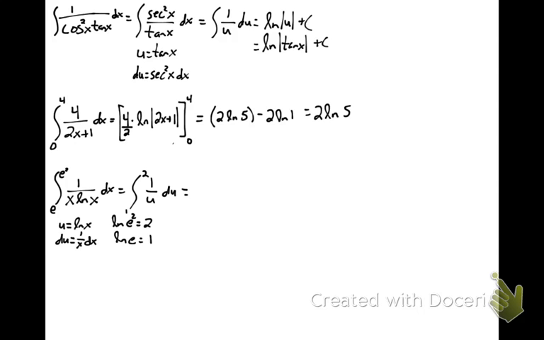The integral of 1 over u is the natural log of the absolute value of u, and I'll evaluate that from 1 to 2. This will be the natural log of 2 minus the natural log of 1, but the natural log of 1 is 0, so this simplifies down to the natural log of 2.